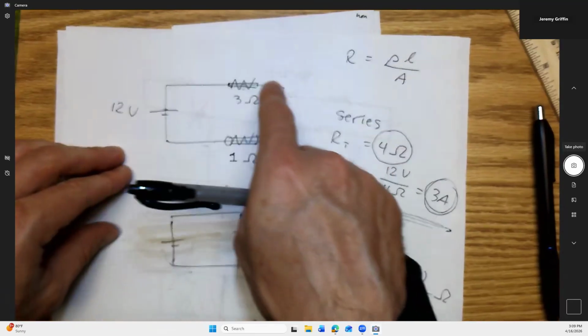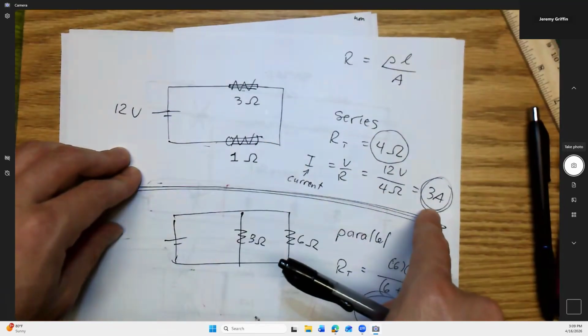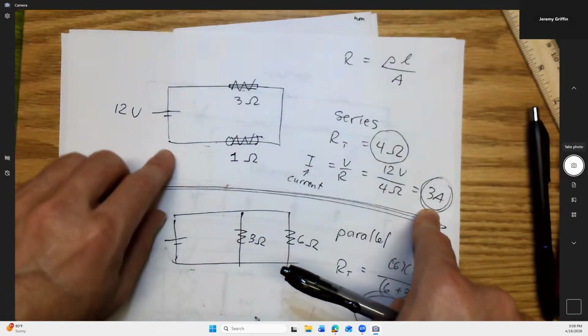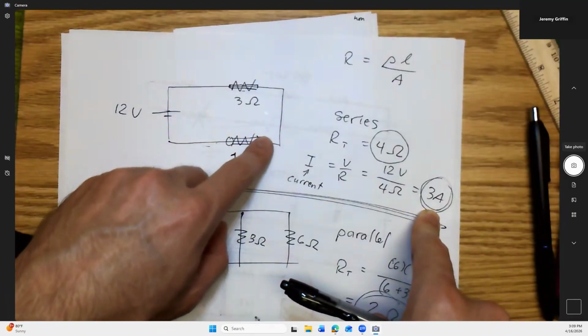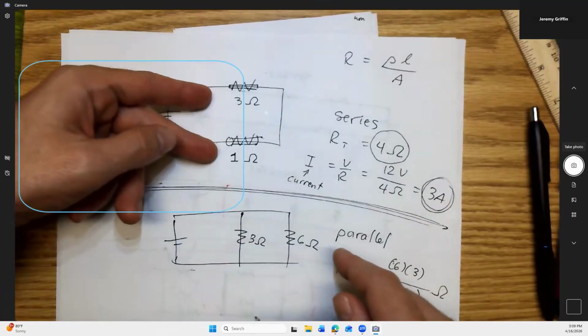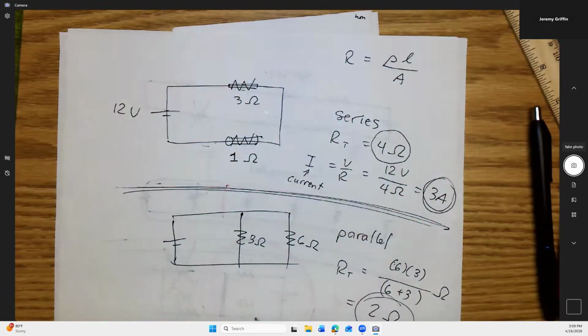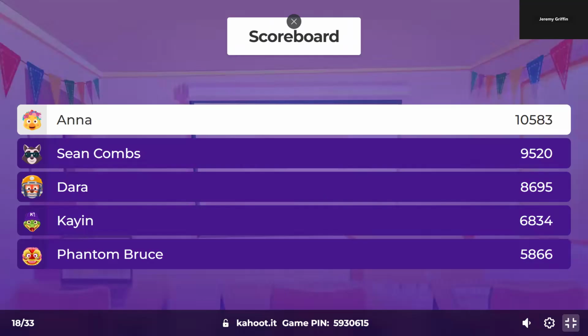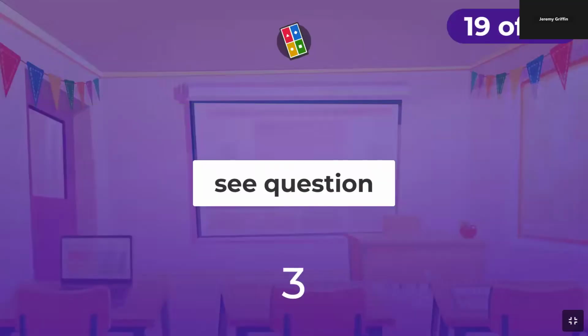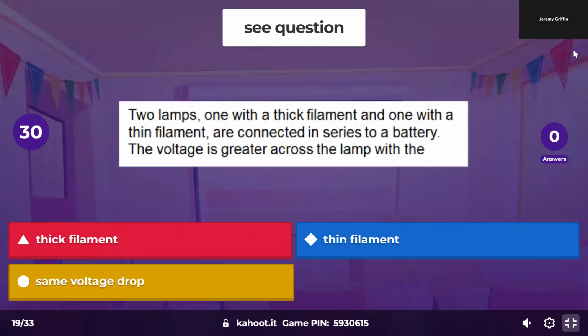But if they're connected in series, isn't it the same current that goes through them both? And if I use these numbers from earlier, it's 3 amps everywhere. It's always 3 amps. Now you get different voltage drops, but the current's the same. Current's the same everywhere. Two lamps, thick filament, thin filament, connected in series, just like before.